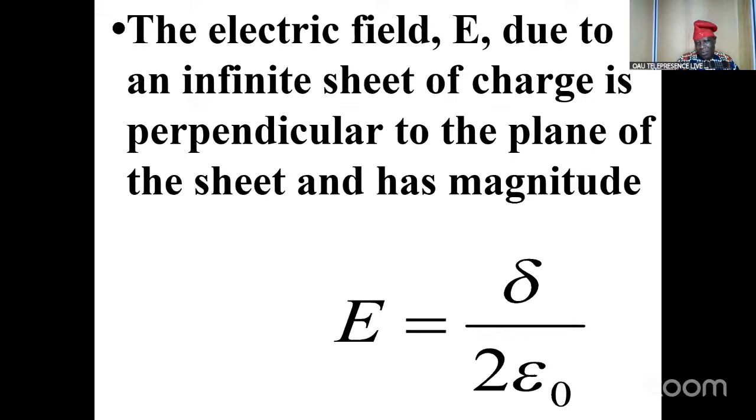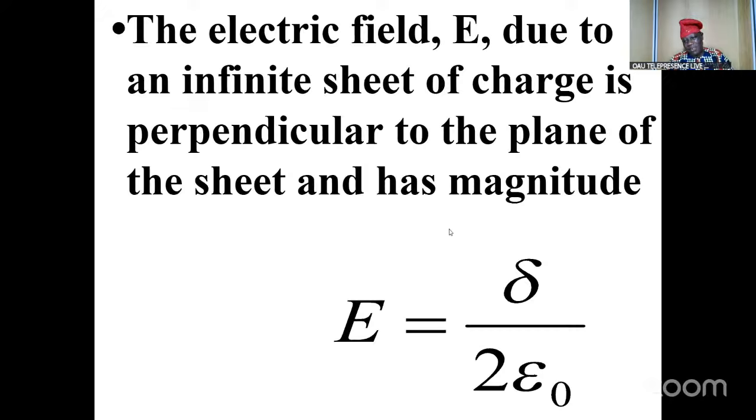Then the next important factor is that if the shape of the figure changes, then we consider the area of that figure. So take note of that. E now becomes sigma over 2 epsilon naught.